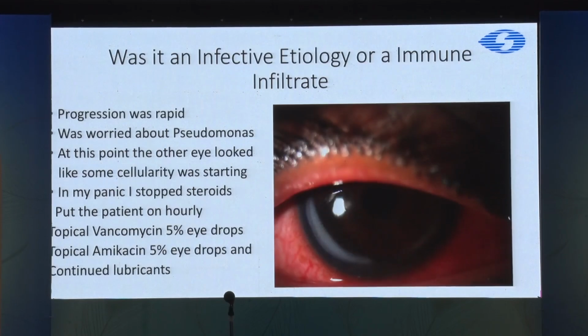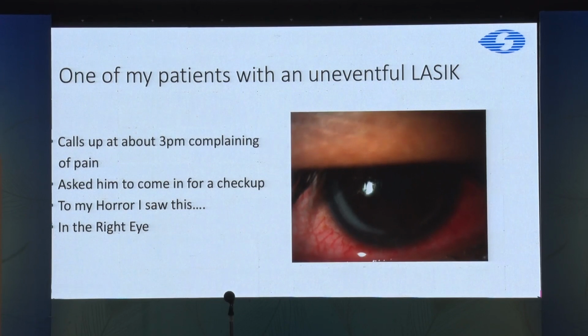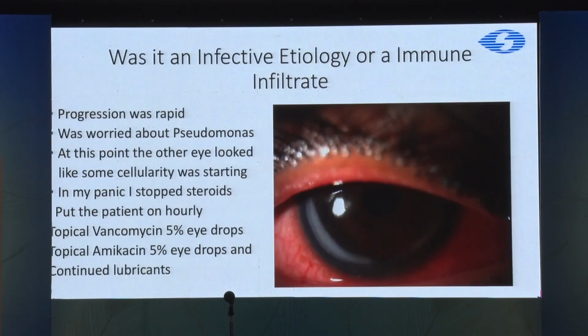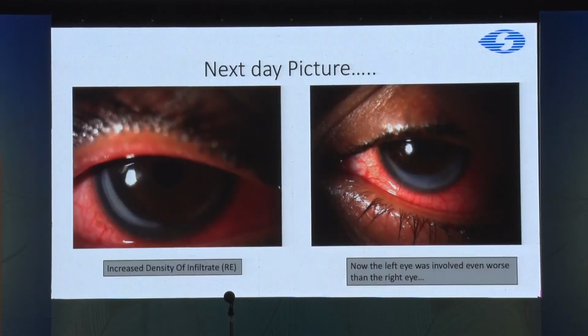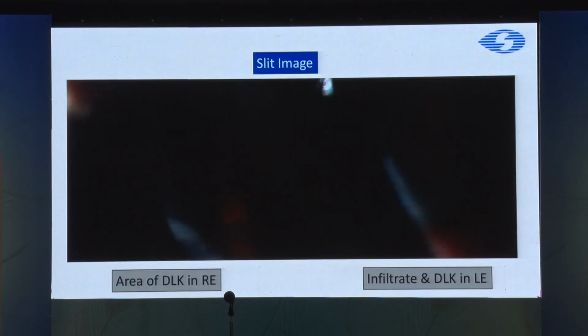Coming to the next complication, this is a peripheral ulcerative keratitis. This was a patient who actually had a femtoLASIK, presented the next day in the morning, was completely normal, but came in at 3 p.m. with this kind of picture. Now, at first glance, I thought this was an infective keratitis, so I started the patient on vancomycin and amikacin and continued the lubricants. And to my horror, the next day I saw in the left eye the same thing appearing, despite having initially given the patient steroids, then stopped them, and then shifted over to antibiotics.